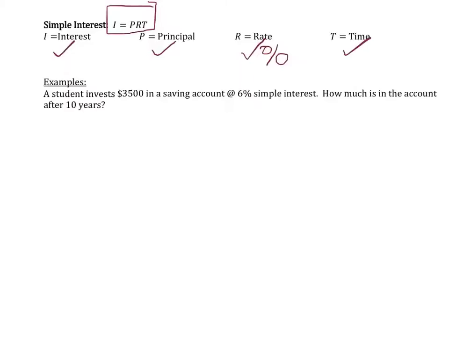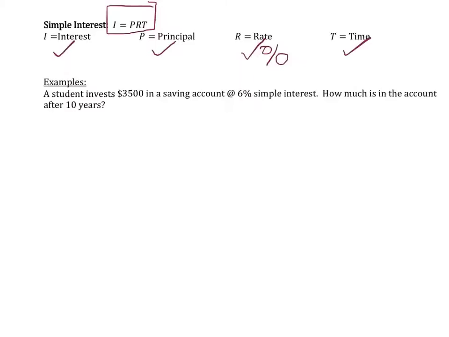I want to look at an example where we use this formula to help us calculate simple interest and help someone determine how much is going to be in their account after a certain amount of time. In this example, it says a student invests $3,500 in a savings account at 6% simple interest. How much is in the account after 10 years? To determine that, we've got to use our simple interest formula.